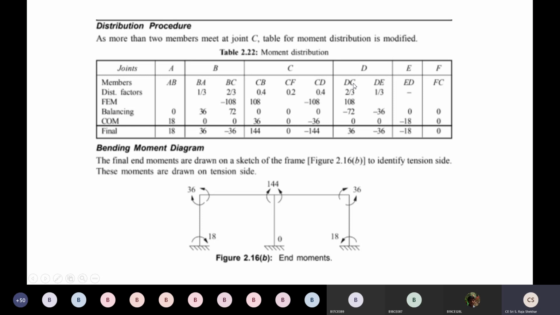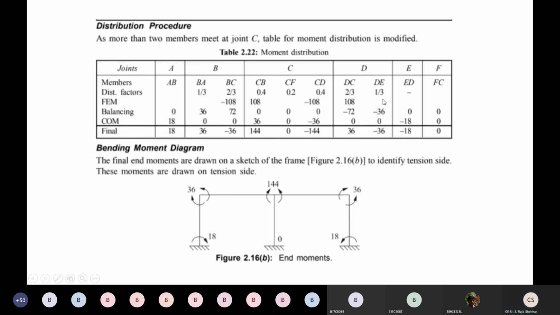Next, consider joint D. There are two members meeting, DC and DE. At DC, the fixed moment is 108. At DE, the fixed moment is 0. Check whether at joint D the joint equilibrium equation is satisfied. So at joint D, the joint equilibrium equation is not satisfying. Why? Because for the DC member, the fixed moment is 108. At the DE member, the fixed moment is 0. So 108 minus 0 is equal to 108. That means an unbalance of 108 kilonewton meter is there. That we need to balance.